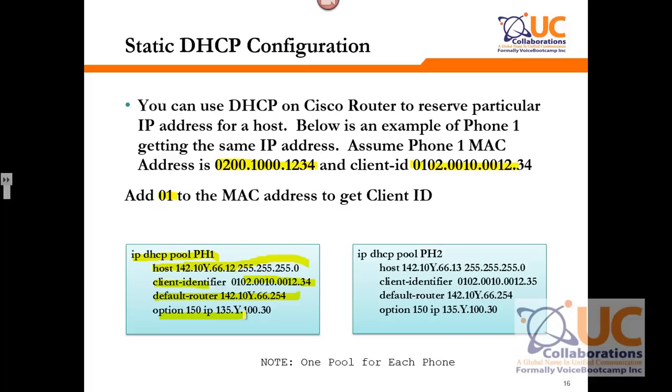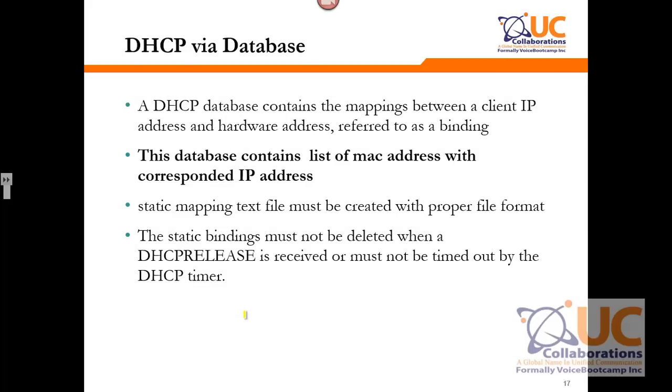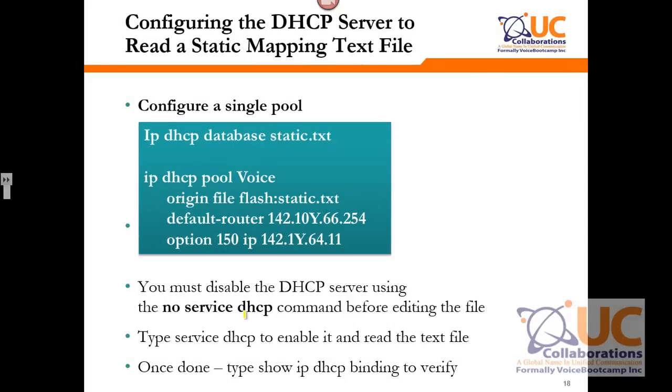So if you have 20 phones that require the same IP all the time, you must create 20 different pools. The alternative to that is to create a database where you don't have to create multiple pools for multiple phones. You rather create one particular text file that contains the mapping of all the IP addresses as well as the MAC addresses. This is more of a static mapping. We must create a pool as follows.